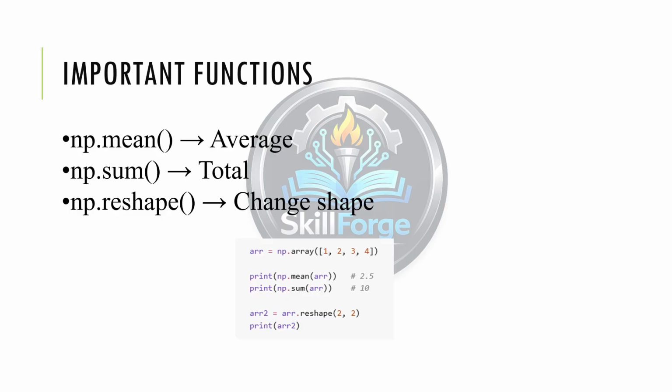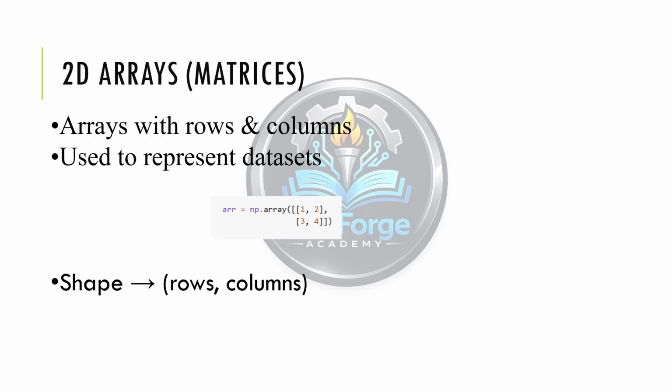Okay. Next we have 2D arrays. So far we were working with one-dimensional arrays. But in real-world machine learning, data is usually in rows and columns, just like here you can see. Each row represents a data point and each column represents a feature. In this example, we created a 2D array with 2 rows and 2 columns. You can also check its shape, which will return the number of rows and columns. Understanding 2D arrays is very important because most datasets in machine learning are structured in this way. Here we have completed the NumPy part.